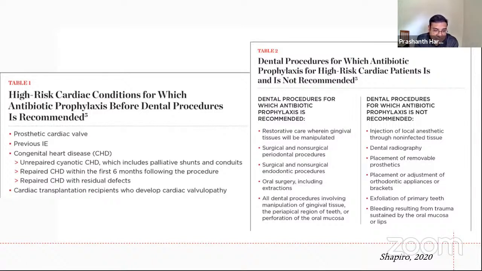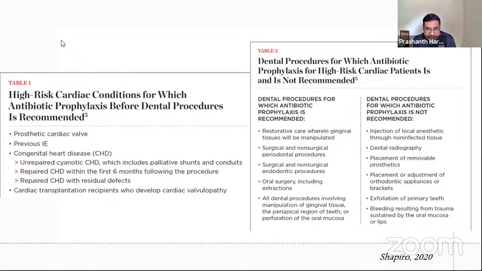Cardiac transplantation patients also receive the antibiotic prophylaxis. We'll look into the prophylaxis detail in the next slide. What are the other common procedures for which the care is recommended and not recommended? So let's look into it.